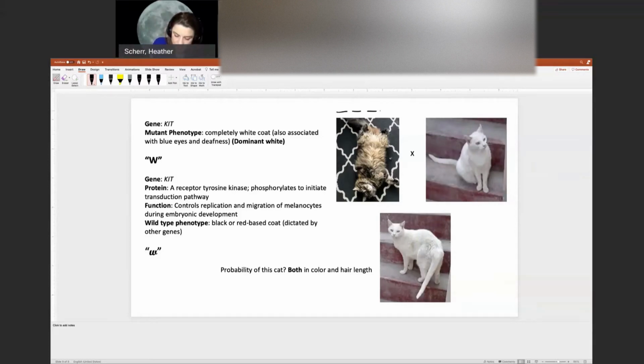So what I would do is to remember the genotypes here. And I'll tell you this cat here is heterozygous for the white. I'll tell you that.